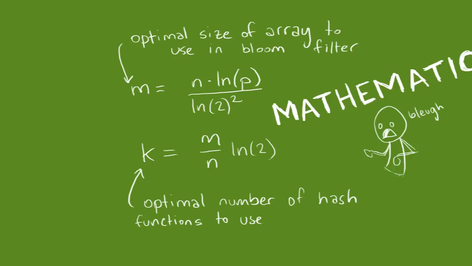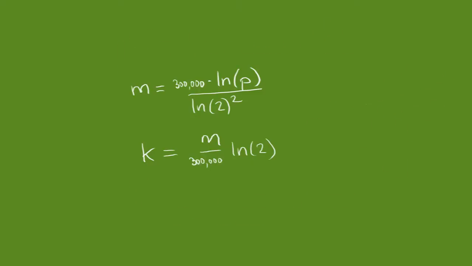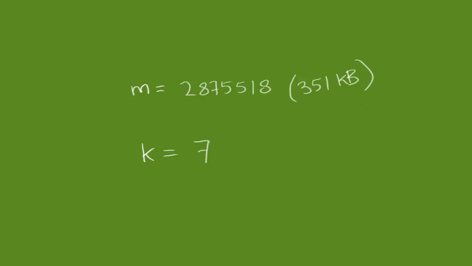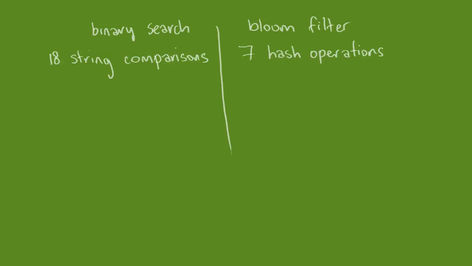If we hit up a bloom filter calculator and tell it we have 300,000 entries in our Oxford Dictionary, and we're only willing to accept a false positive 1% of the time, it tells us that we need 7 different hash functions and 351 kilobytes of space. That saved us a lot of computation time and space.